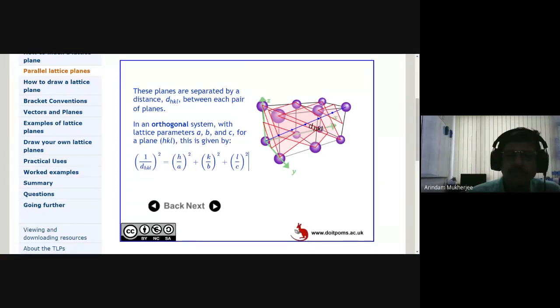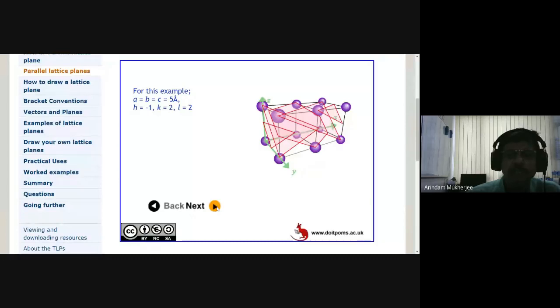So in an orthogonal system, the lattice parameters are given by what? 1 by d_hkl square is generally (h by a) square plus (k by b) square plus (l by c) square. This is how we can define it. Now, for this particular example, let us take one of the planes. We take that a is equal to b equal to c equal to 5 angstrom. We just simplify it. And h is equal to -1, k is equal to 2, and l is equal to 2.